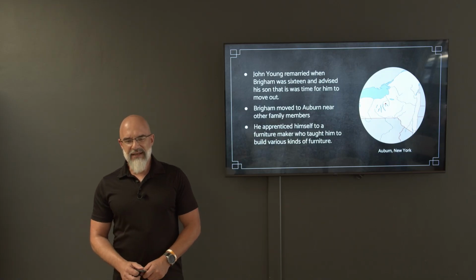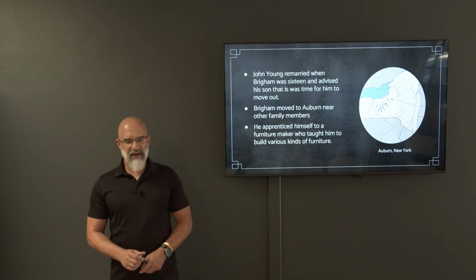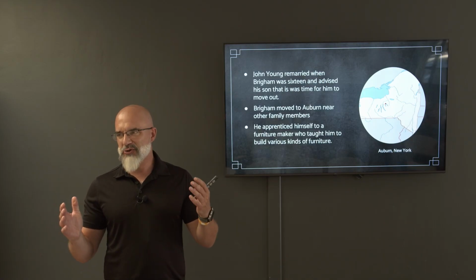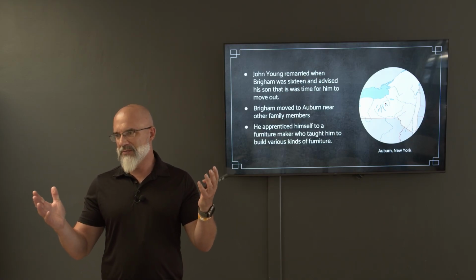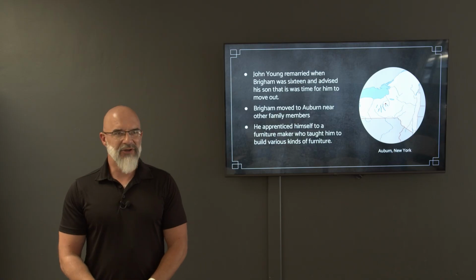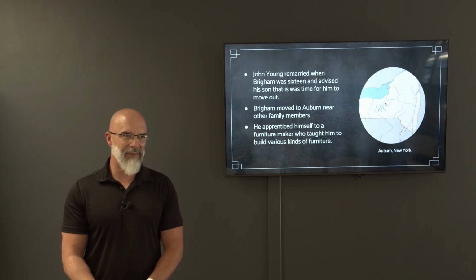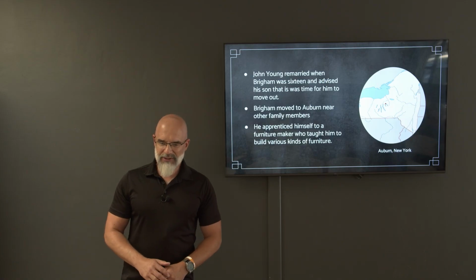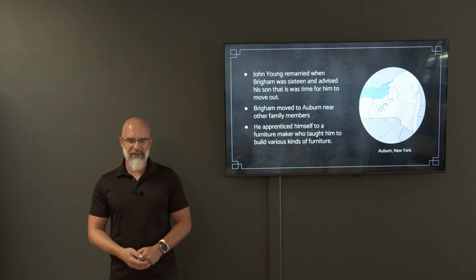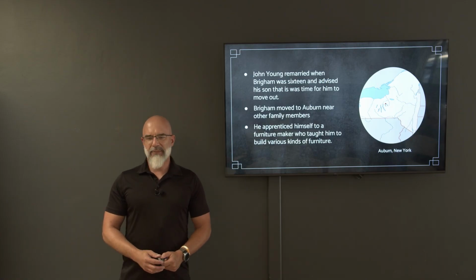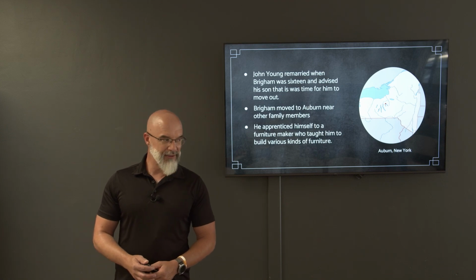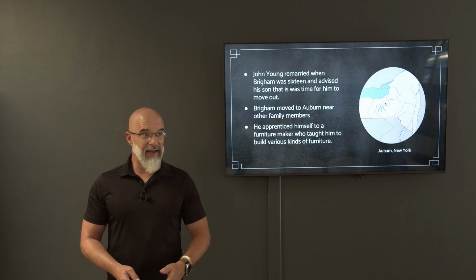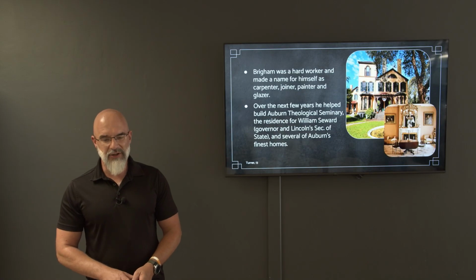When Brigham was 16, John got remarried and told him, "It's time for you to leave home," which might sound harsh, but it wasn't unusual in that day and age for boys to leave home at that age. So he told them when he got remarried, "Hey, you're a man now, it's time to make it on your own." So Brigham moved to Auburn, New York, so he could be close to his adult siblings. There he apprenticed himself to a furniture maker, who taught him to make various kinds of furniture, and that actually became his craft for many years.